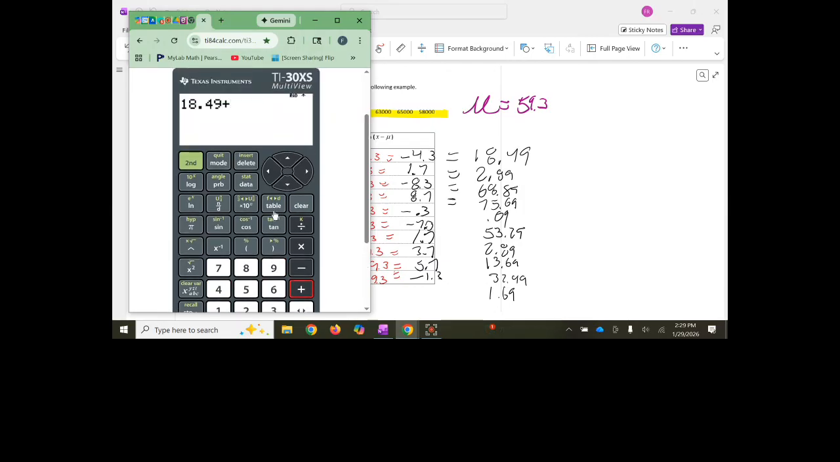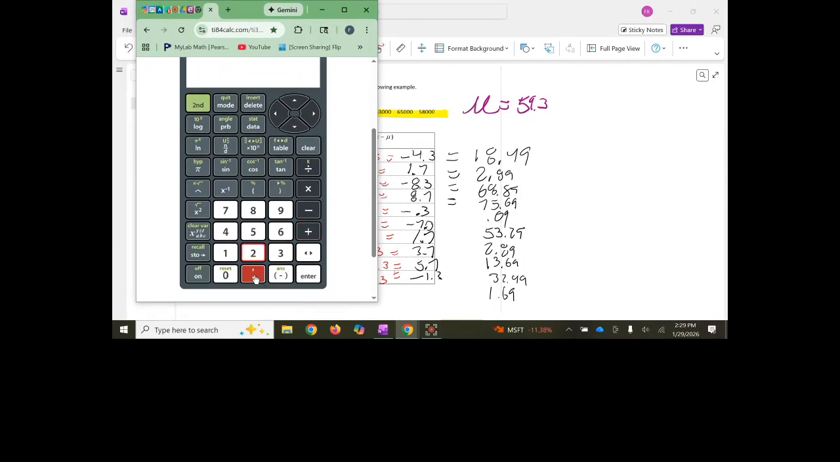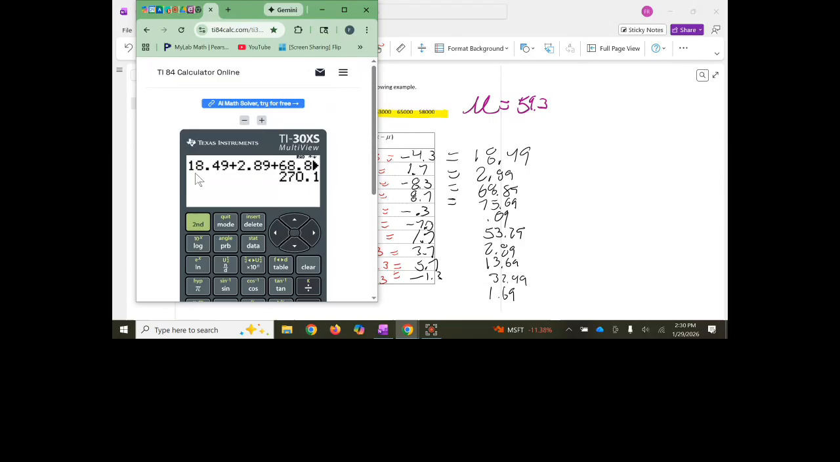18.49 plus, so you can see everything, 2.89 plus 2.89 plus 68.89 plus 75.69 plus 0.09 plus 53.29 plus 2.89 plus 13.69 plus 32.49 plus 1.69. Boom. Okay. Did anybody come up with 270.1?